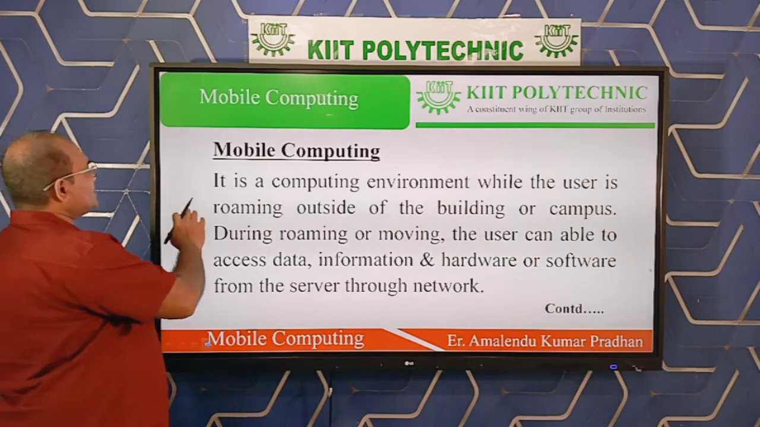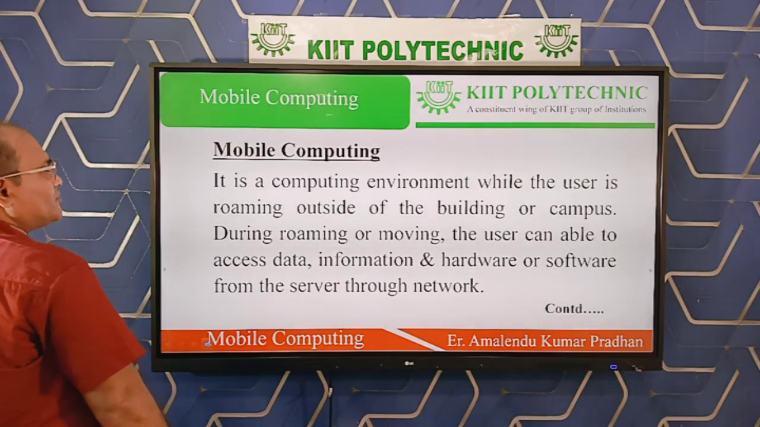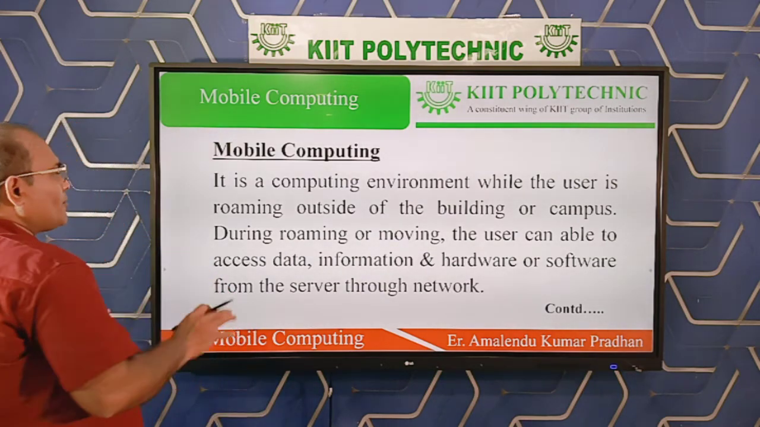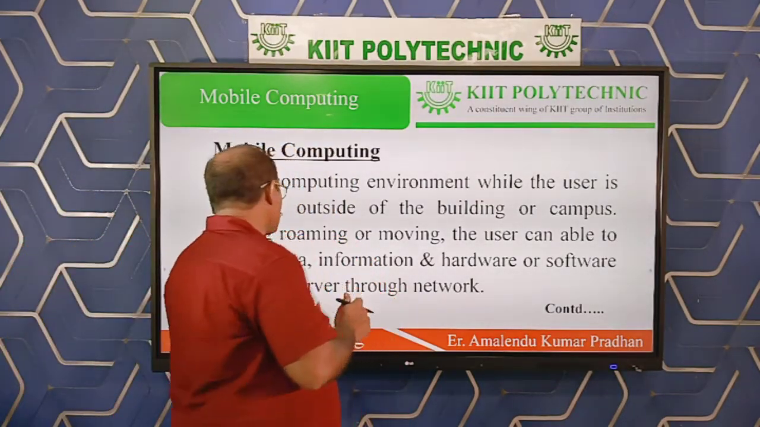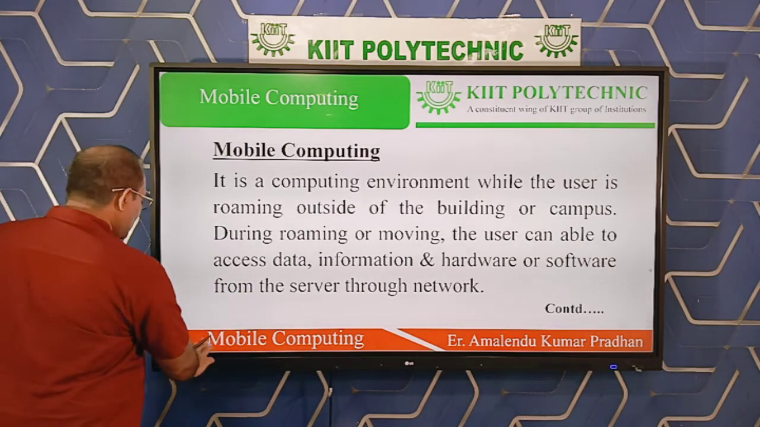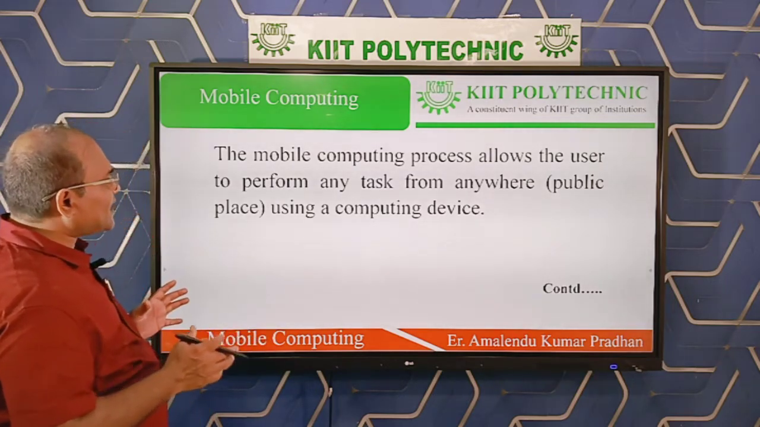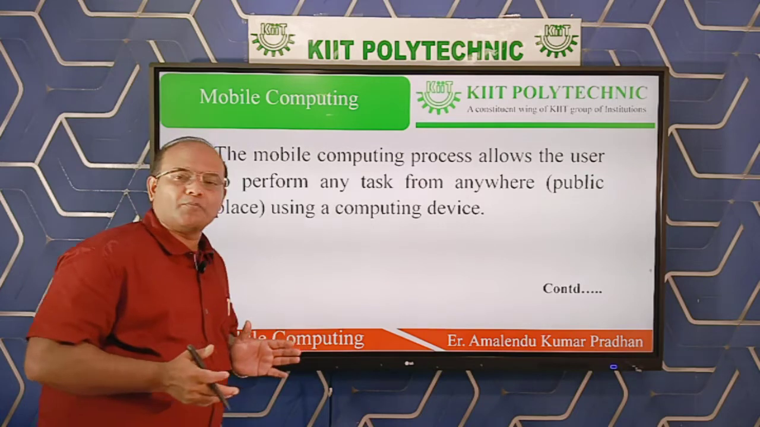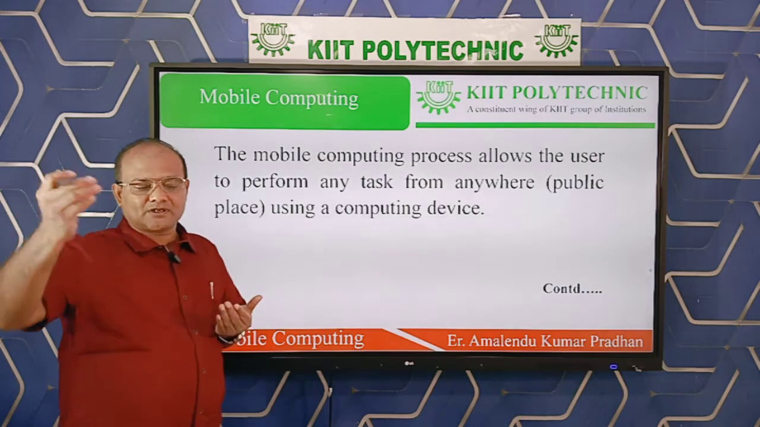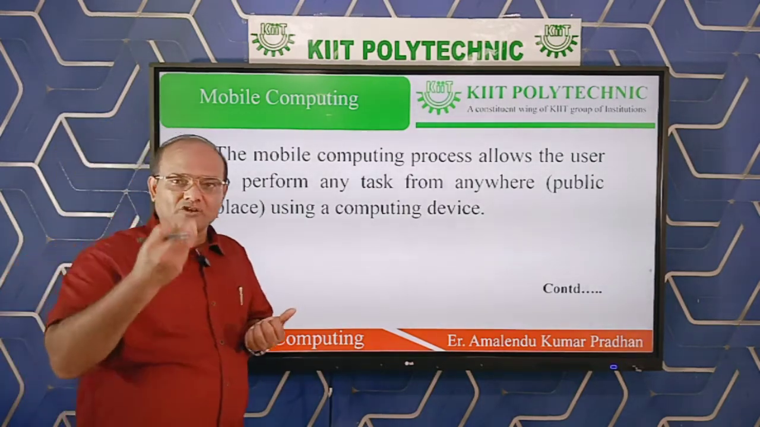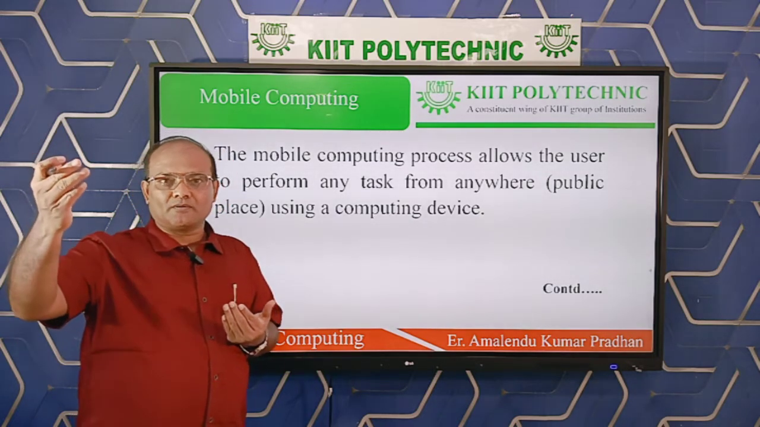The basic definition is, it is a computing environment while the user is roaming outside of the building or campus. During roaming or moving, the user can access data, information and hardware or software from the server through the network. The mobile computing process allows the user to perform any task from anywhere in a public place using a computing device. That means while moving in a car, you can access your company's database server, access some data and edit it. Again, you can save it into your server.